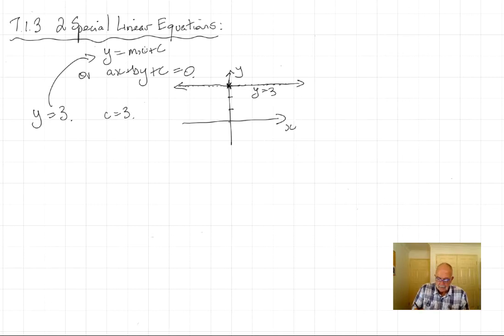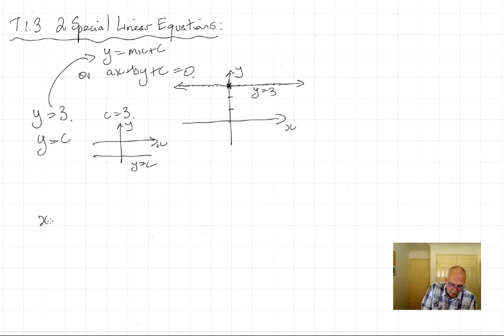So graphs of the form y equals c, and c could be negative, so let's just put it down here. So here's my x, here's my y, and this is y equals c. In this case, obviously c is going to be a negative value. So there's one of our special ones.